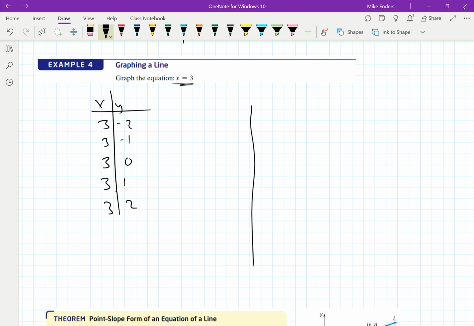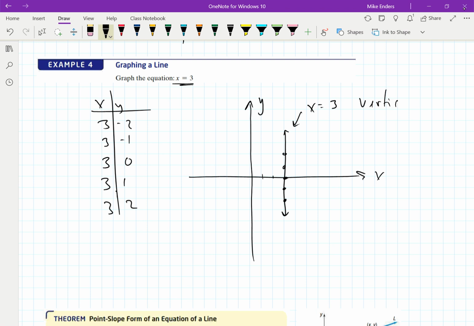So notice what happens here then. Let's go ahead and clean this line up a little bit. So when x is 3, 1, 2, 3, y could be negative 2, negative 1, 0, 1, or 2. Notice what happens here. We end up with another vertical line. So here's my x-axis, here's my y-axis, here's my line, x equals 3. And that line ends up being a vertical line. The x value has to be the same all the time. The y value is the one that can change.